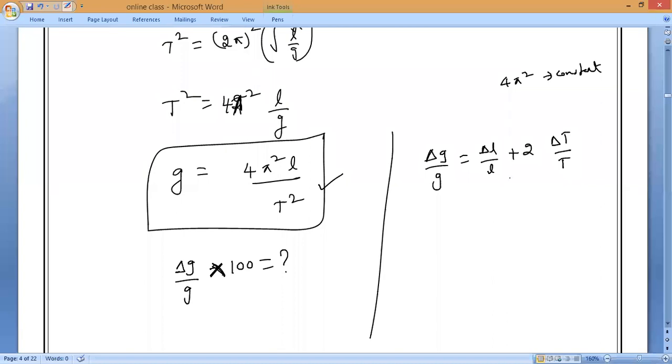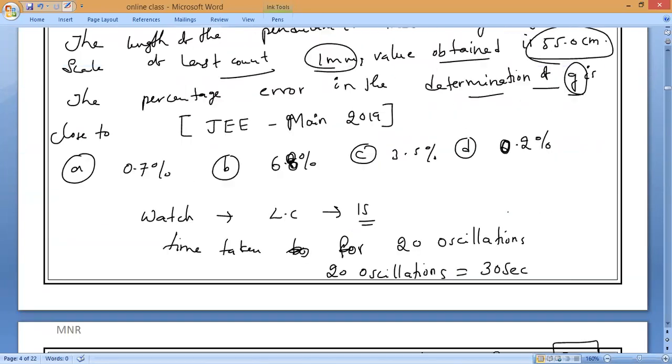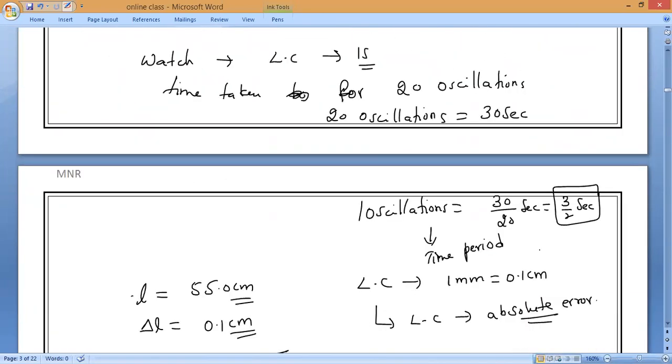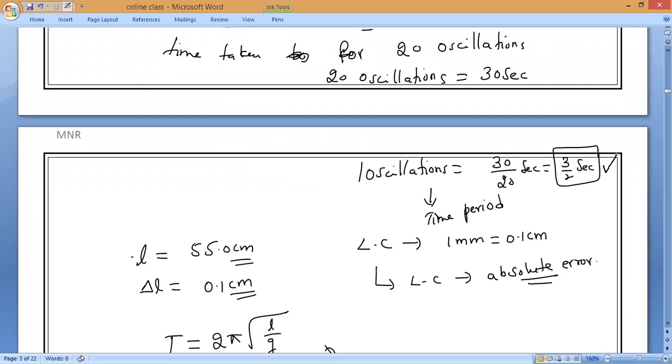Now, observe very carefully. At the beginning we got that 20 oscillations is equal to 30 seconds. One oscillation is equal to what? We have done that. 30 by 20, which is equal to how many seconds? 3 by 2 seconds.